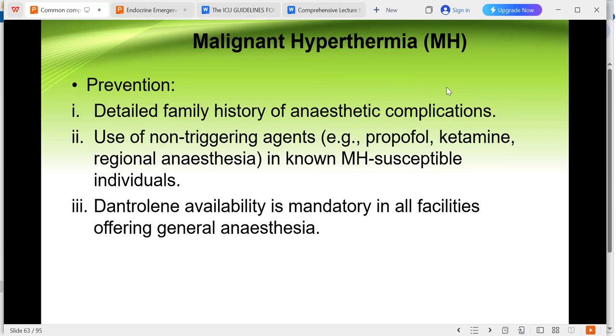So prevention is better than cure. It holds true, especially in the case of MH. I wonder how many of us usually take a history of MH from our patients. How are you going to ask? MH susceptible patients should have a label, and their family members too. Once you are able to identify them, you want to use non-triggering agents; TIVA is important, especially in MH susceptible individuals. Like I mentioned, dantrolene availability is mandatory in all facilities that offer general anesthesia.